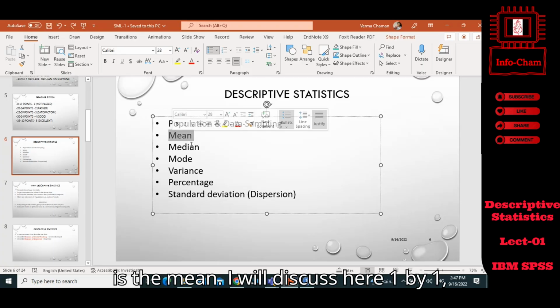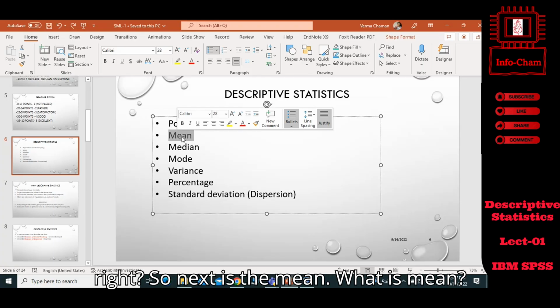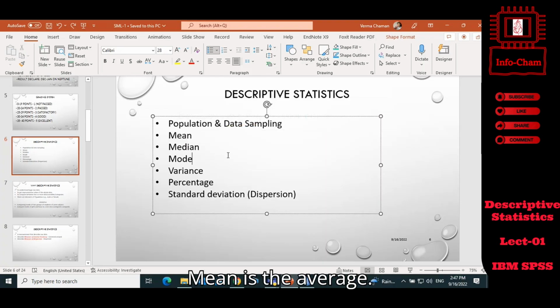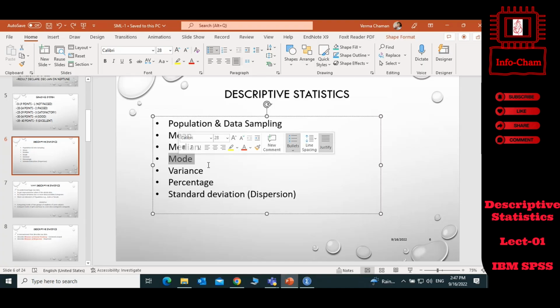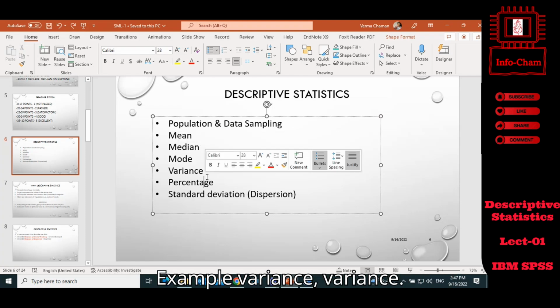So next is the mean. I will discuss here one by one, right? What is the mean? Mean is the average. Median is the mid value. Mode, what is the mode? The most frequent data, how many times it appears. Variance, what is the variance?